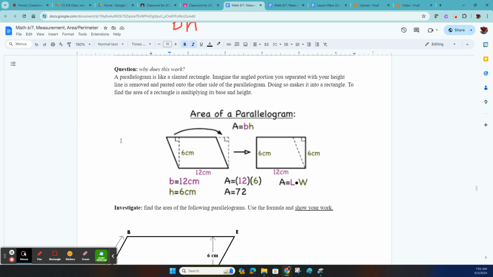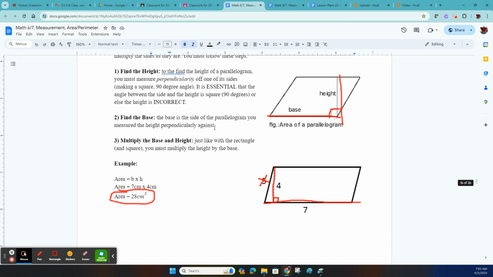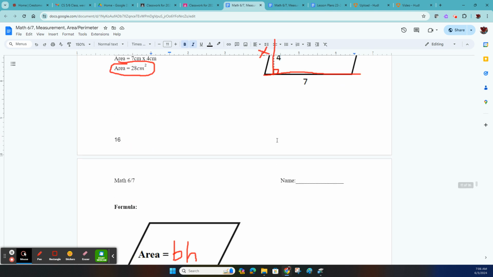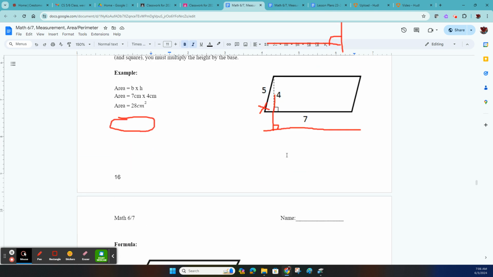Okay. Now, why the heck does this work? Like, why can I take the height from the inside and multiply it? And how does that give me square centimeters? Like, it makes sense on a rectangle or a square. We can see how the height and the base are forming these perfect squares, right? They're beautiful. Okay, I think, at least. I don't know. How's that going to work on a parallelogram?